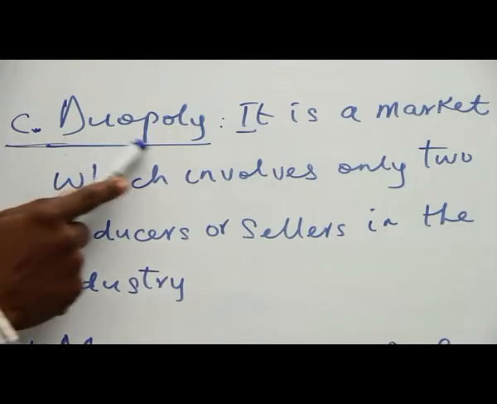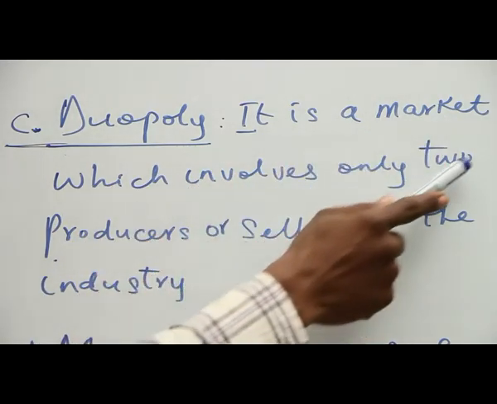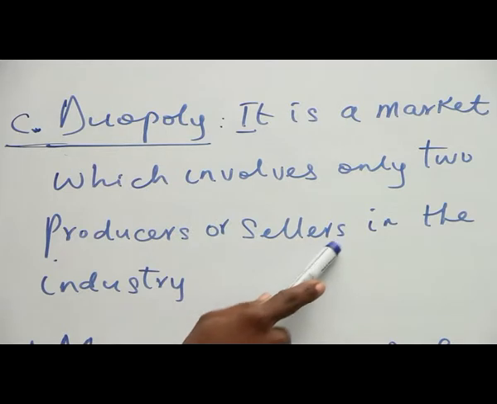C. Duopoly. It is a market which involves only two producers or sellers in the industry. That is, in this market or in this industry, we have only two producers or only two sellers. They are not more than two, and they are not less than two. So it makes the market to be duopoly.